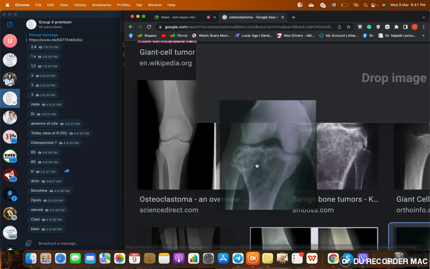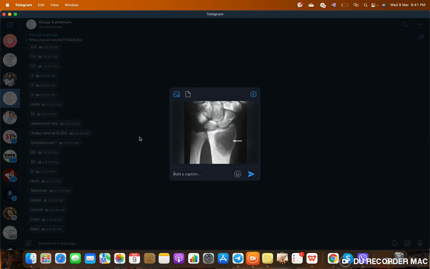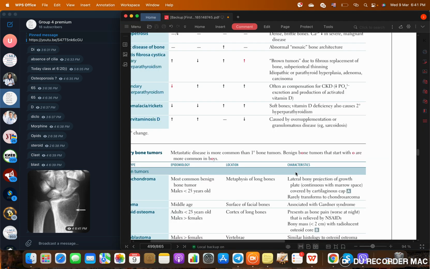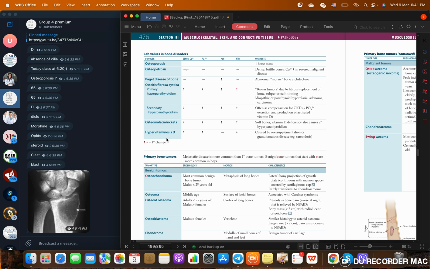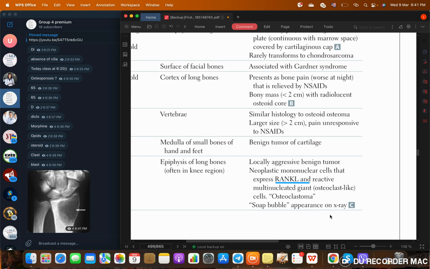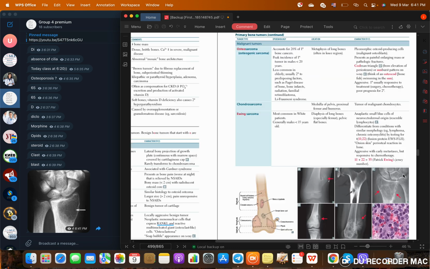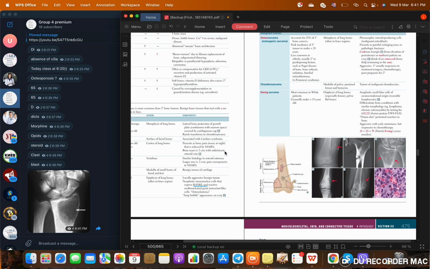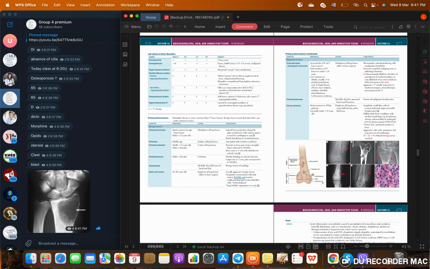Okay, soap bubble lesion in the epiphysis of the bone. Good. So they say soap bubble appearance on X-ray, as you can see here. So this one was what? The first one was the osteochondroma, osteoid osteoma, relieved by NSAIDs. And this one is going to be the soap bubble lesion in giant cell tumor. Okay, so all of these are benign.